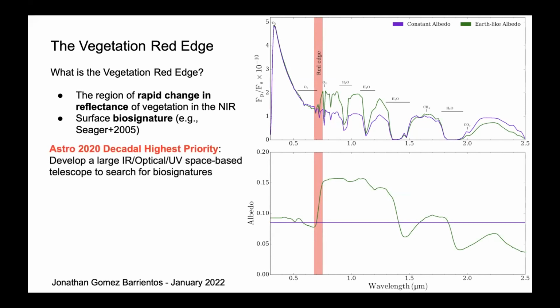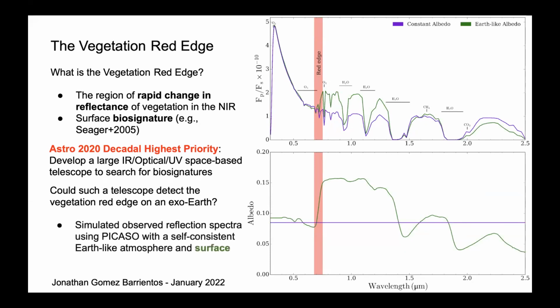Now, if you recall, back in November, the Astro2020 Decadal Survey was released, and it stated that the highest priority for the next couple of decades should be to develop a large space-based telescope to search for biosignatures in the atmospheres of Earth-like exoplanets. But given the impact of wavelength-dependent surface albedos on reflection spectra, we were wondering if such a telescope could also detect the vegetation red edge on an exo-Earth.